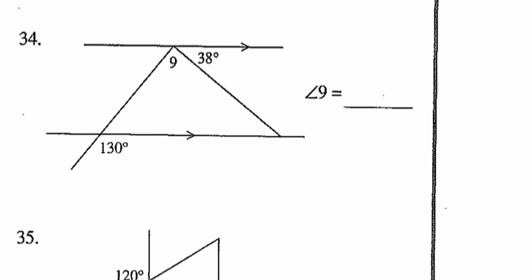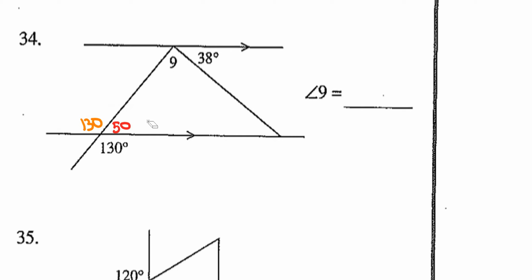Let's move on to question number 34. This is 130 degrees, so that means that this angle right here has to be 130 degrees as well, because vertically opposite angles here have to be equal, right? So this is going to be 130 degrees, and then angles on a line, those angles will add to 180 degrees, so this is 50 degrees.